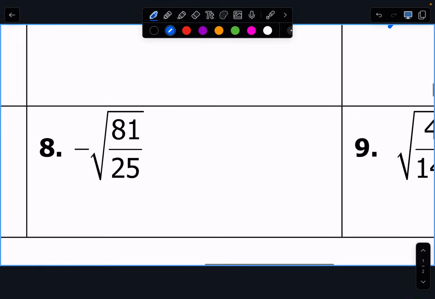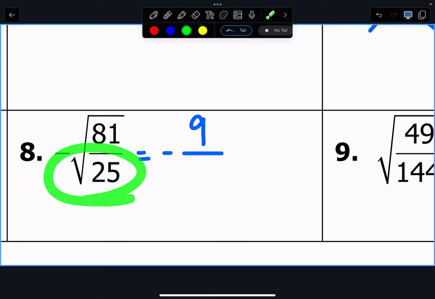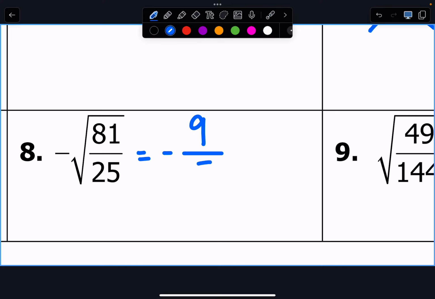In number 8, we have a negative. Let's think about the square root of 81 first. What would that be? 9. And then how about the square root of 25? There's our answer.